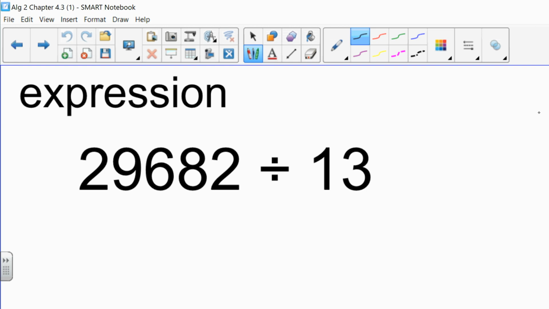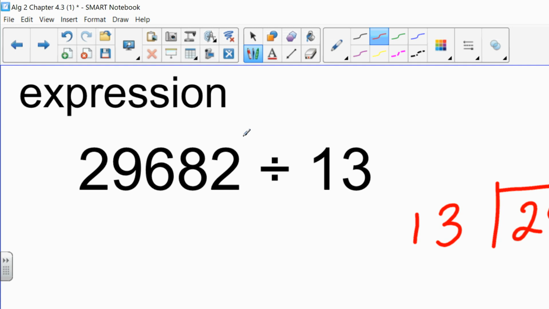What we're going to be working with today is long division. Now, it's been probably quite a while since y'all have worked a long division problem out by hand, because most of the time, if we had 29,682 divided by 13, we'd really just grab a calculator and type it in. If we did this by hand, we would set this up with 29,682 inside our little house and 13 on the outside.